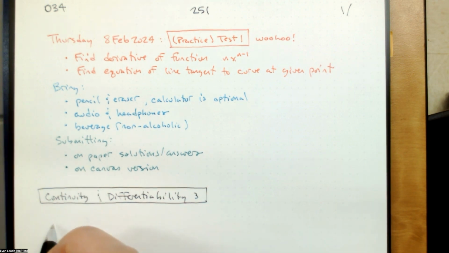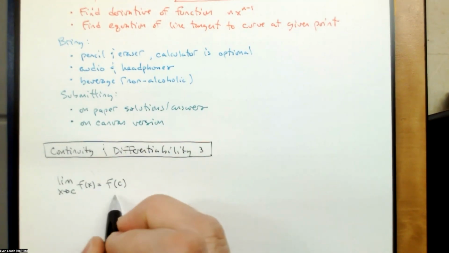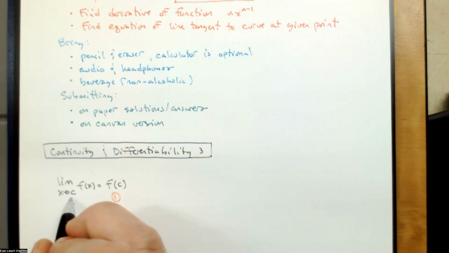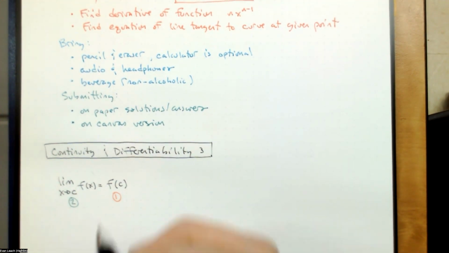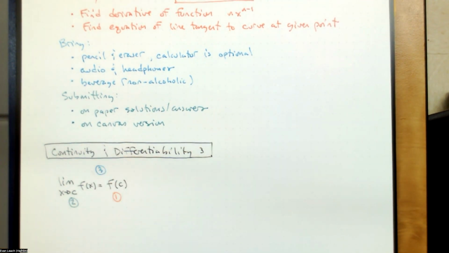There are three things. We need the limit as x approaches c of f of x to equal f of c. And this means three things. One, the function is defined. Two, the limit exists. Three, if those two are in play, then we can call on the third one, make sure that those things are the same. So a function f is continuous at c if the limit as x approaches c of f of x equals f of c. That contains three things.